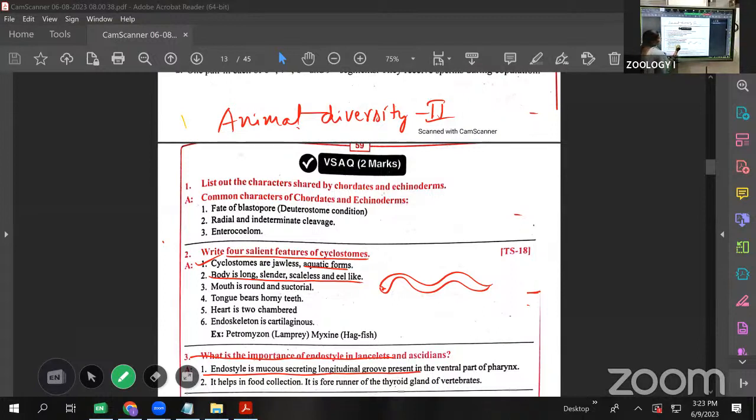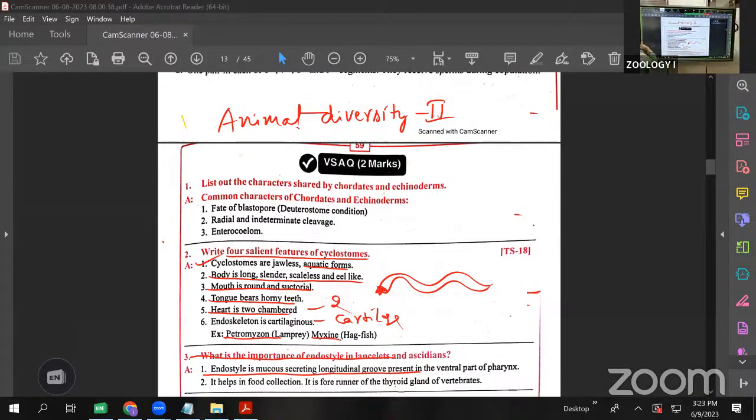The mouth is round and suctorial. Without jaws, that's why it has a suctorial mouth. Clear? Next, the tongue bears horny teeth. The tongue is present inside the mouth, having horny teeth. Next, the two-chambered heart is present, and the endoskeleton is cartilage. The endoskeleton is made up of cartilage. Here, this is about the general characters of the cyclostomes. Examples are Petromyzon and Myxine.